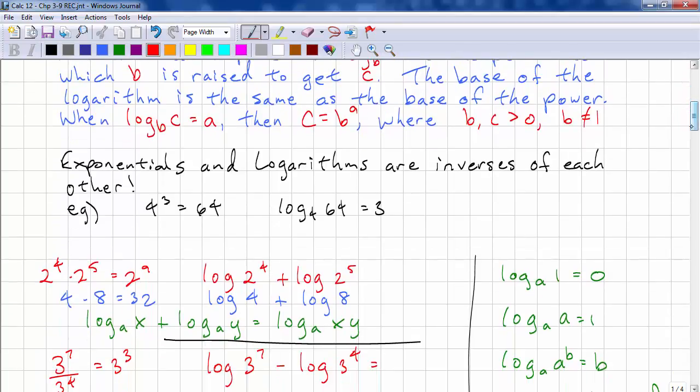Exponentials and logarithms are inverses of each other. So this is an exponential, this is a logarithm, and all we're doing is moving the numbers around. So the 4 goes there, 64 goes there, and the 3 goes there. Okay, so the 3 is the power. So a logarithm gives you the power.